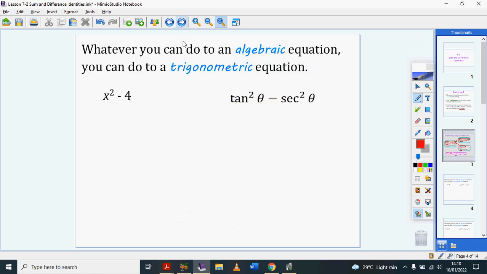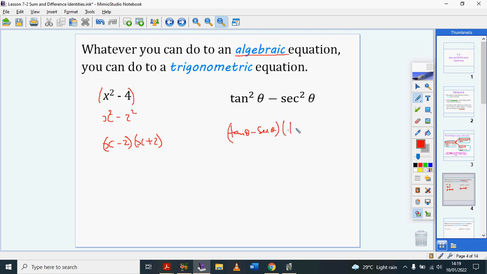Just a reminder that everything that you can do to an algebraic equation, any kind of arithmetic, you can also do to a trigonometric equation. So if you look at this here, x squared minus 4 is the same thing as x squared minus 2 squared, and it's a difference of squares, so I can write it as x minus 2 times x plus 2. I can do that same thing to this trigonometric equation and write it as tan theta minus secant theta, close brackets, tan theta plus secant theta.